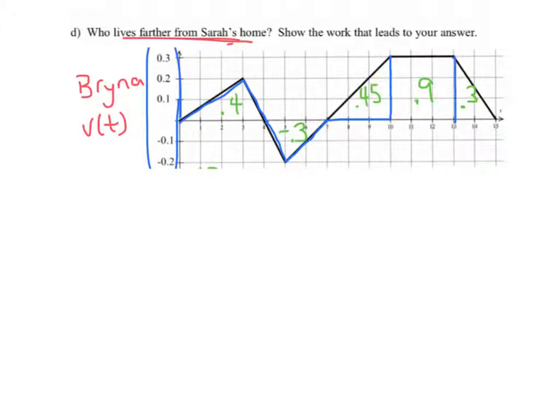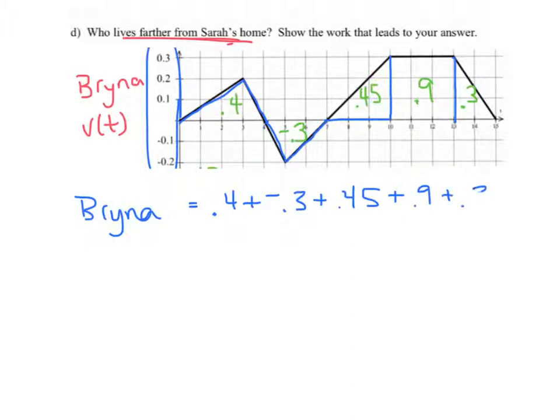But for displacement, I'm going to go ahead and just add for Brina. I'm just going to add the numbers exactly as I see them. So I would have 0.4 plus negative 0.3 plus 0.45 plus 0.9 plus 0.3. So that sum gives me a total of 1.75 miles. So that tells me that Brina's house is actually 1.7 miles from Sarah's house.